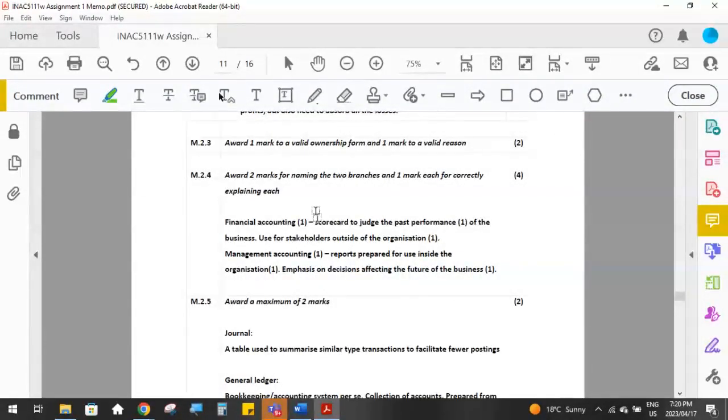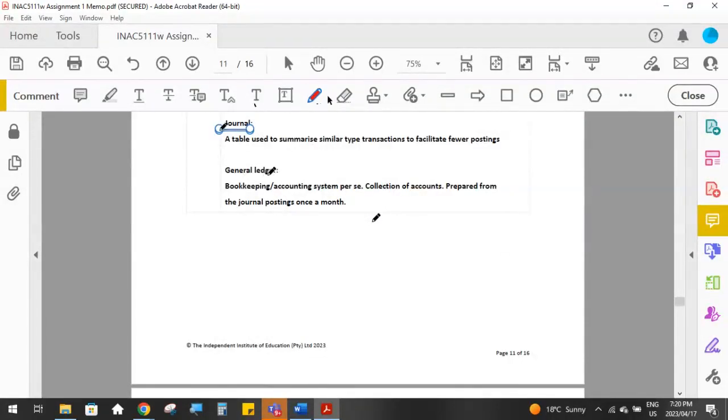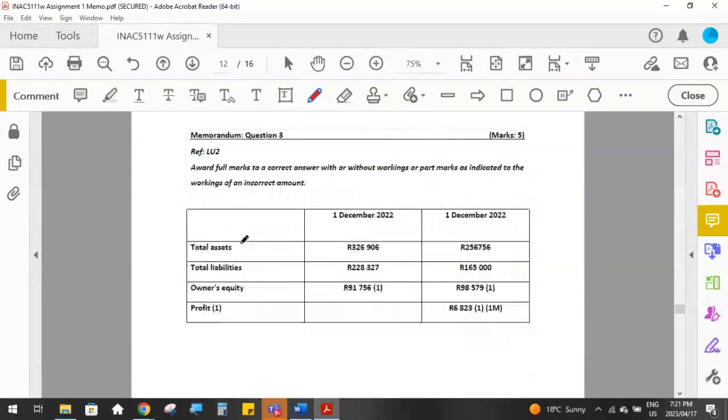And then this one over here, it didn't matter which ownership form you chose. You were free to choose whichever one, and then you would have got those financial and management accounting, 1 mark each for naming it and 1 mark each for a description, a journal and a general ledger. Journal summarizes similar types of transactions so that there are fewer postings that end up in the general ledger, and the general ledger is our actual accounting system. That is the collection of all of the accounts. You could have mentioned all of the accounts making up the trial balance, and we prepare the general ledger from the journal. So the journals are posted into the general ledger at the end of each month. That was only 2 marks.